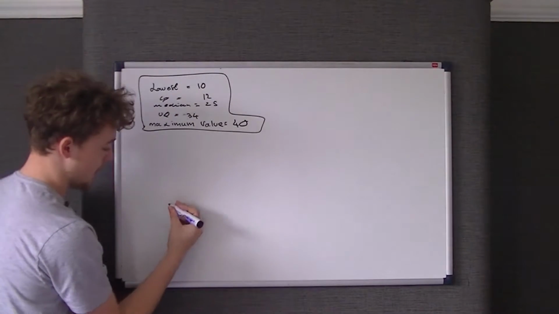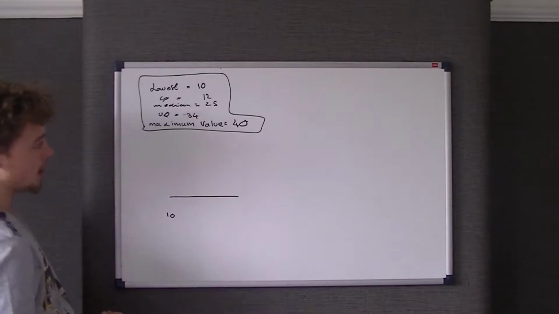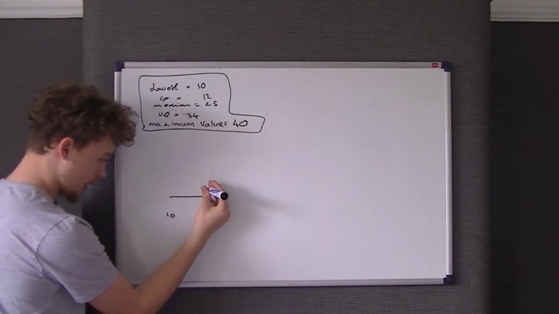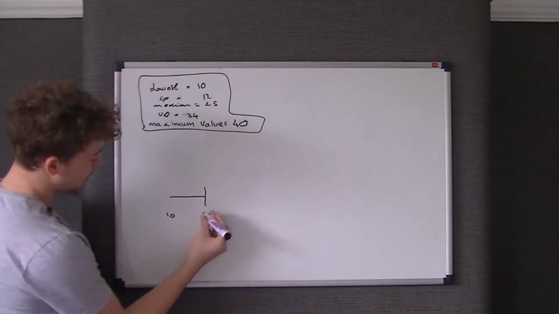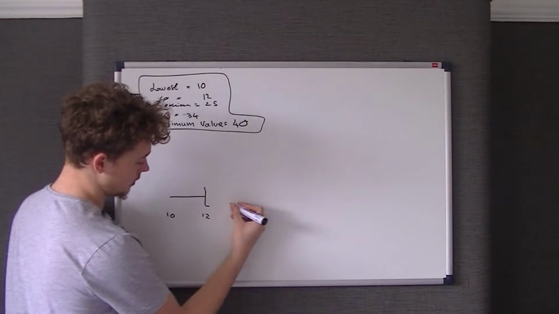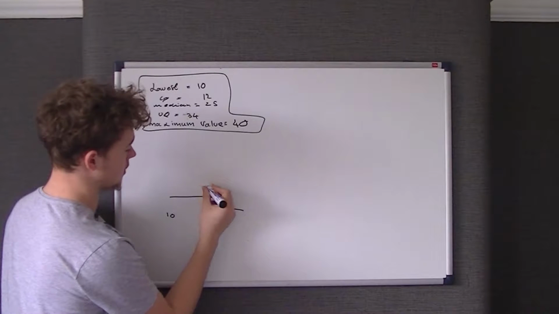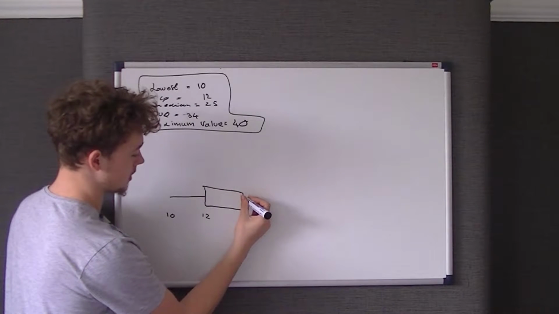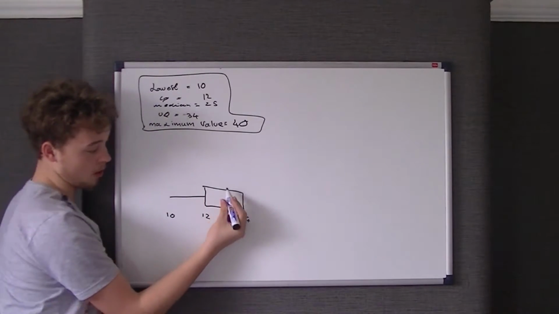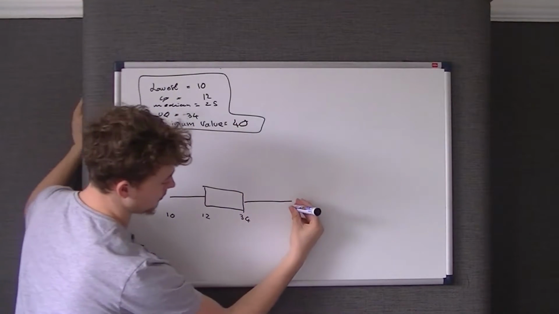So our lowest value is 10, so we'll start there, and at the starting point I'll label that as 10. Then our lower quartile is 12, so when you get to 12, you draw the start of this box. You draw a big line like that, and you write that it occurs at 12. Then you continue this box up until the upper quartile, which we said was 34. That's your box, and then you continue this line all the way up to the maximum value of 40.